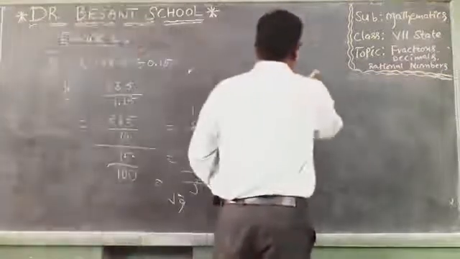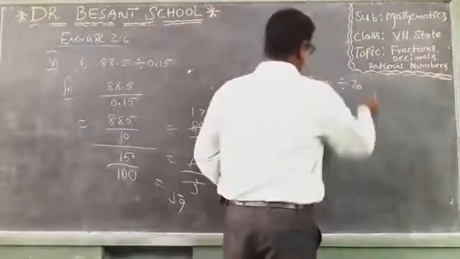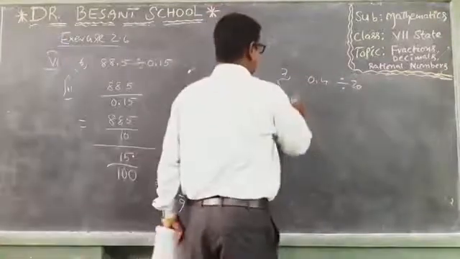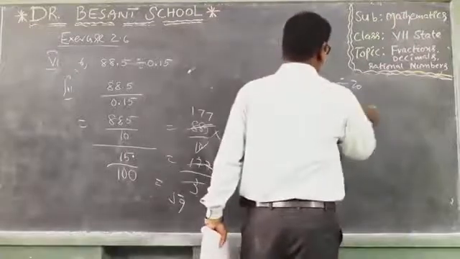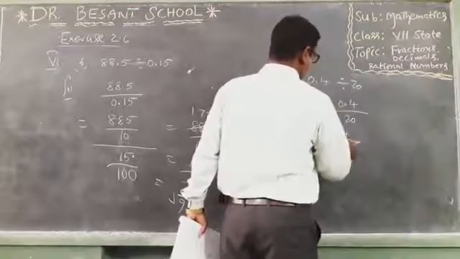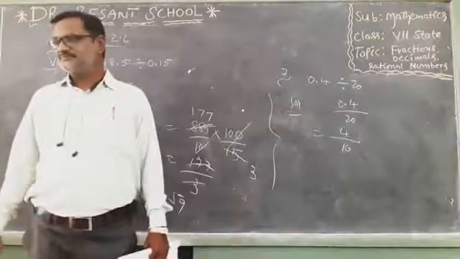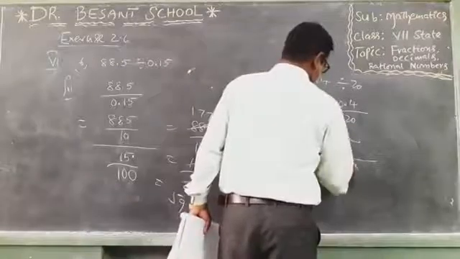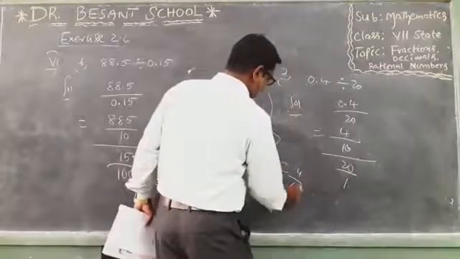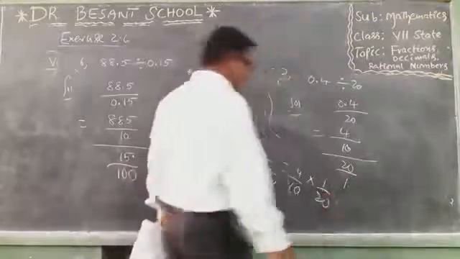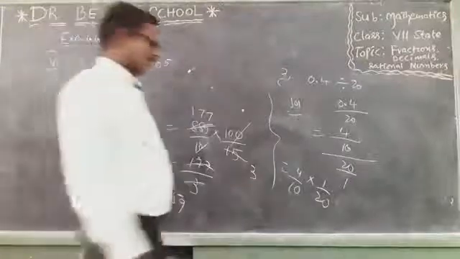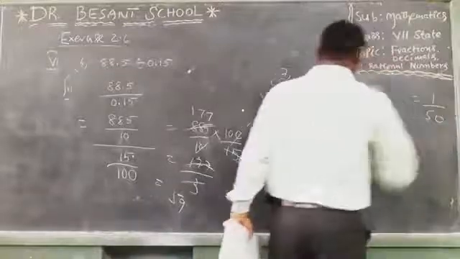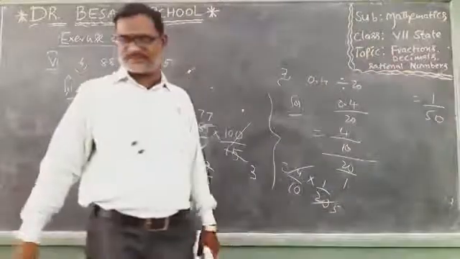That is the 7th one. 0.4 divided by 20. See, children, this is 0.4 divided by 20. 0.4 can be written as 4 by 10. Divided by 20 means 20 by 1. It is 4 by 10 into 1 by 20, the reciprocal. So 4 1s are 4, 5 4s are 20. This is 1 by 5 tens are 50. Denominator 10 5s are 50.